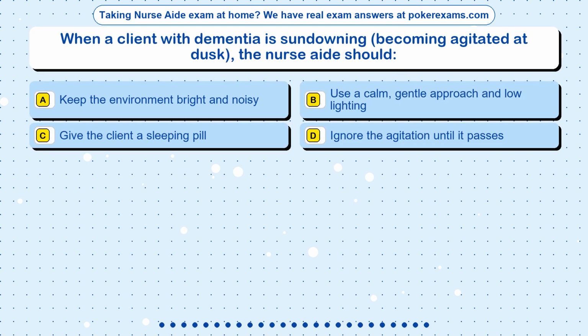Question 1. When a client with dementia is sundowning, becoming agitated at dusk, the nurse aide should: Option A. Keep the environment bright and noisy. Option B. Use a calm, gentle approach and low lighting. Option C. Give the client a sleeping pill. Option D. Ignore the agitation until it passes.